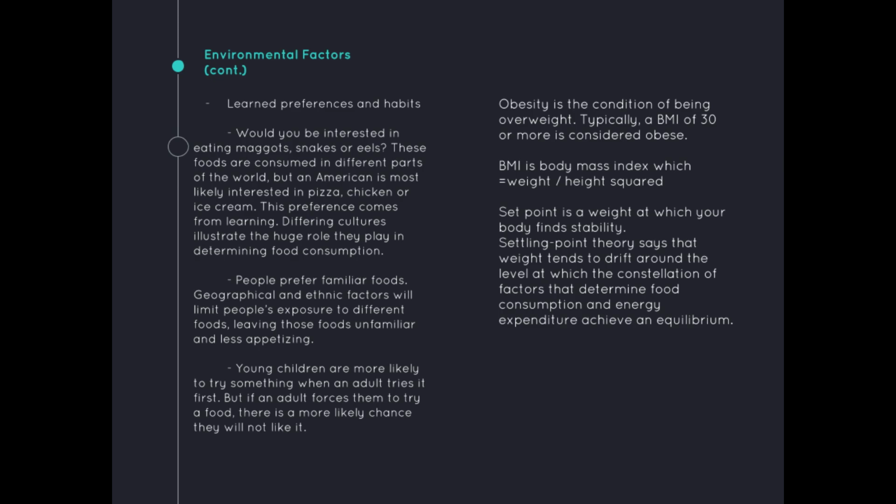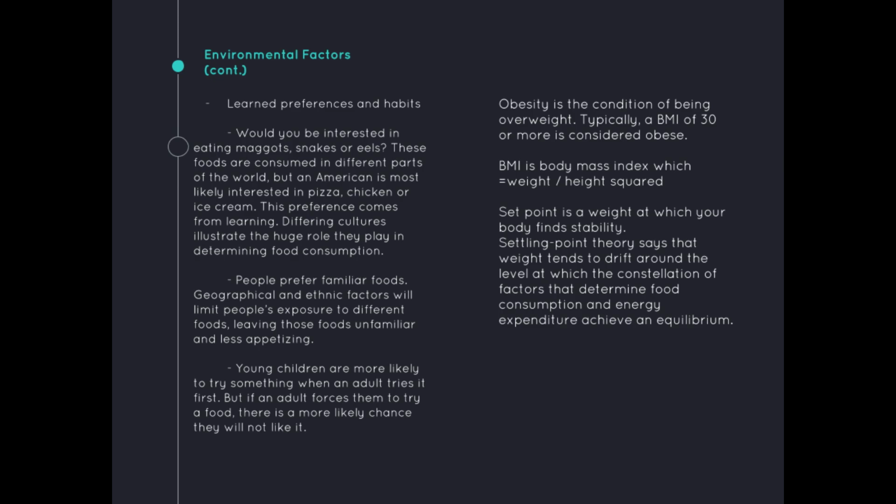This preference comes from where you live in the world, and also different cultures have different environmental factors of what food they eat. Some cultures, you never know, might eat maggots, snakes, or eels. That's definitely a possibility, but our culture does not, and that's why it's an environmental factor and not a behavioral thing. Also, people prefer familiar foods. This is going along with your culture again. The foods that you know very well, like a chicken nugget, you're bound to eat more than like escargot, because maybe you've never tried it before, so of course you're going to eat more chicken nuggets than escargot.